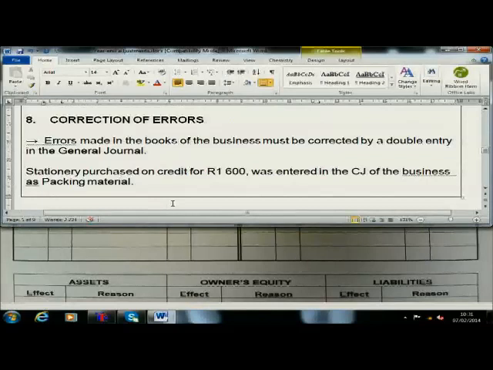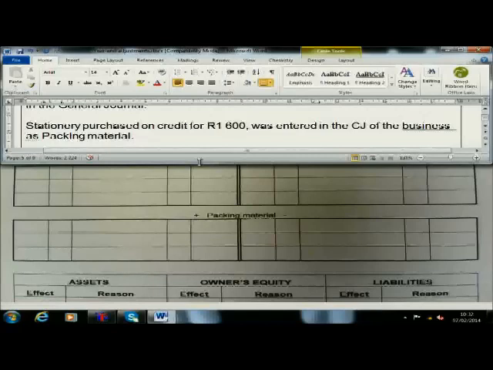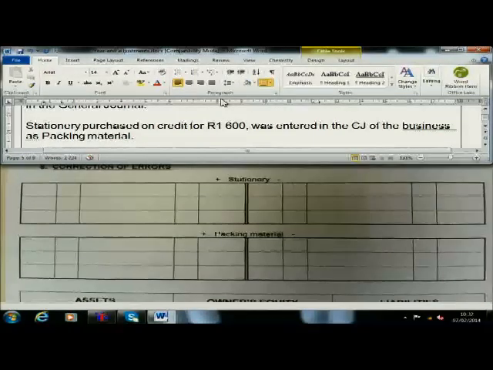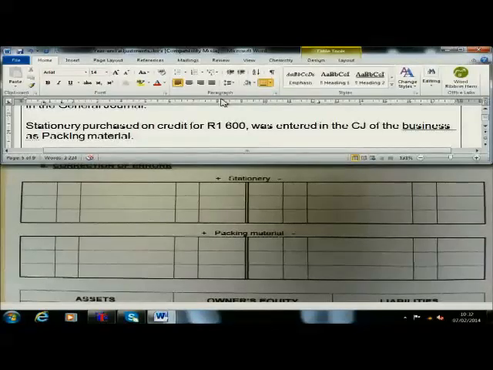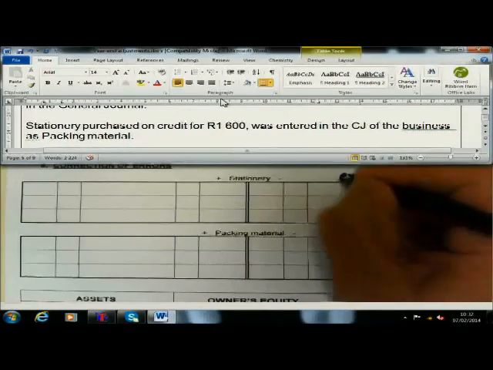Correction of errors. Errors made in the books of the business must be corrected by a double entry in the general journal. There they mention the error. Stationery purchased on credit was entered in the CJ of the business, the creditors journal of the business, as packing material. Stationery is an expense. Packing material is an expense for the business.